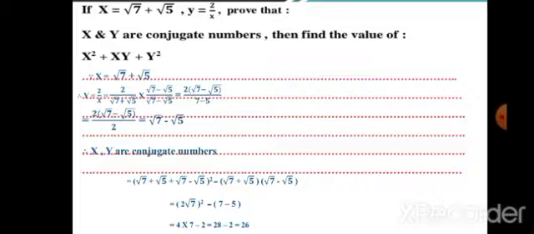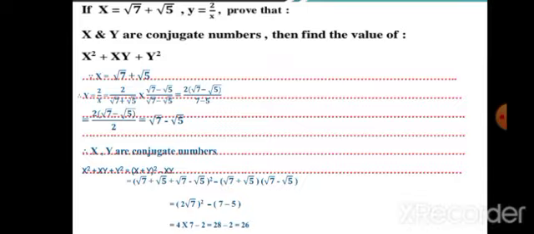Okay, find the value of x power 2 plus xy plus y power 2. Okay, it means x plus y all of power 2 minus xy. X plus y, it is the sum of two conjugate numbers. Okay, it equal twice the first.